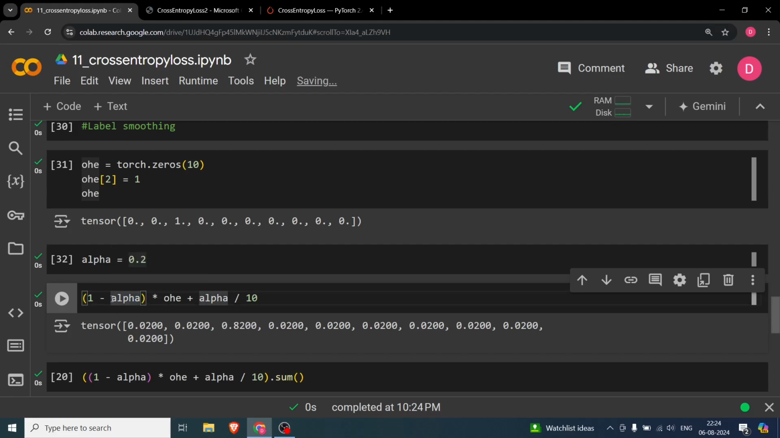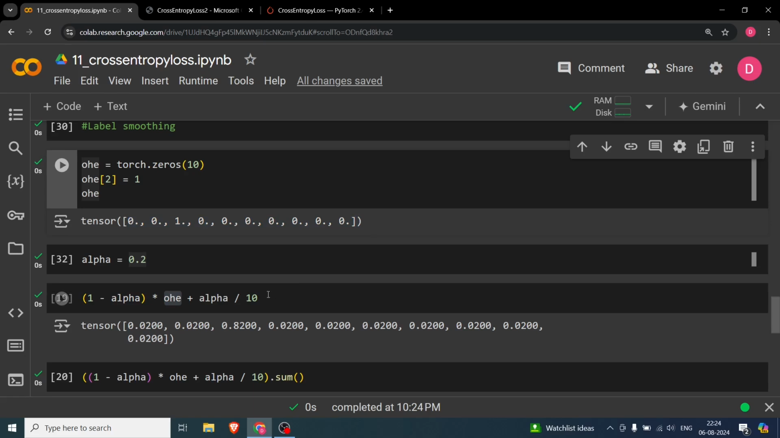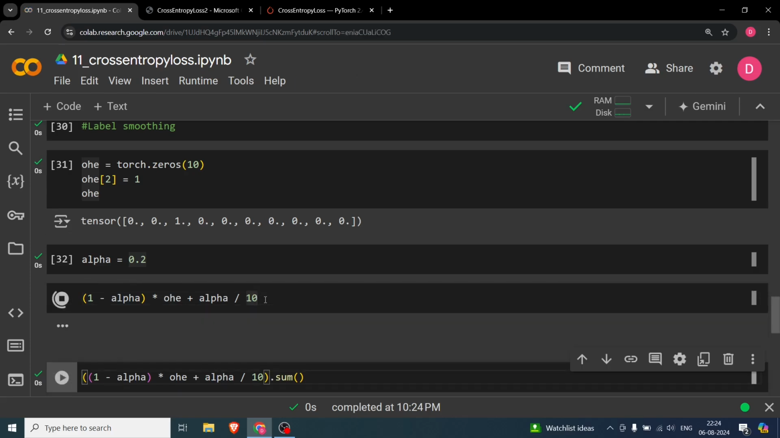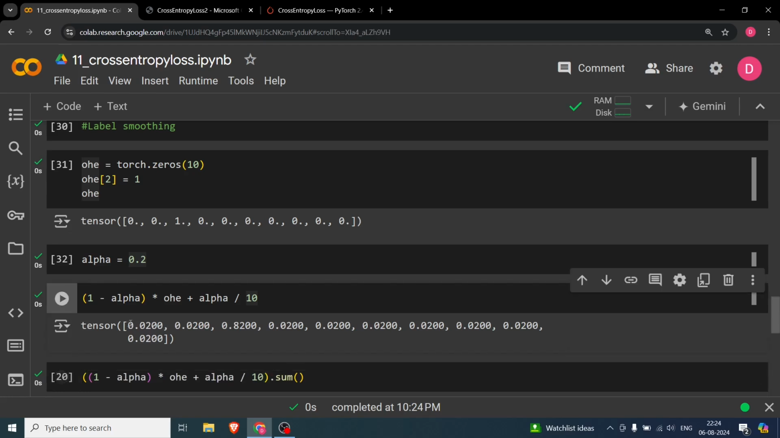The formula I had explained to you, 1 minus alpha into OHE, which is this particular vector, plus alpha divided by the number of classes, which is 10. Okay, number of classes, not number of examples. Examples can be anything, the neurons will not change. Can you see here, earlier we had all the elements as 0 and the correct index as 1, but now all of the other elements, even the wrong classes, have been given a certain weight, which is alpha divided by 10. Alpha was 0.2, divided by 10 is 0.02, so 0.02 is given to all the wrong classes.